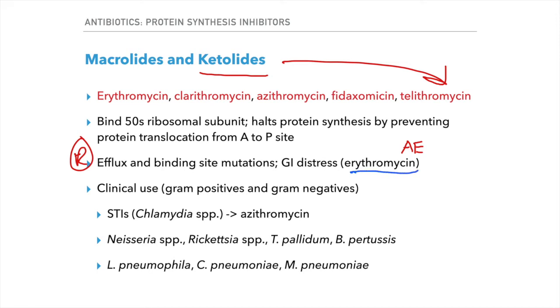Clinically, these drugs have a fairly broad spectrum, targeting both gram-positives and gram-negatives. So here's some examples. For sexually transmitted infections, like chlamydia species, azithromycin is a really good option. The macrolides and ketolides also target Neisseria species, Rickettsia species, T. pallidum, and B. pertussis, as well as some atypical pneumonias that are listed out here.